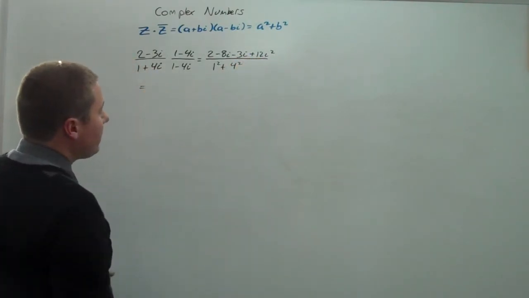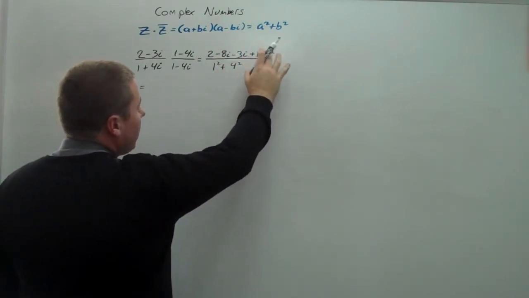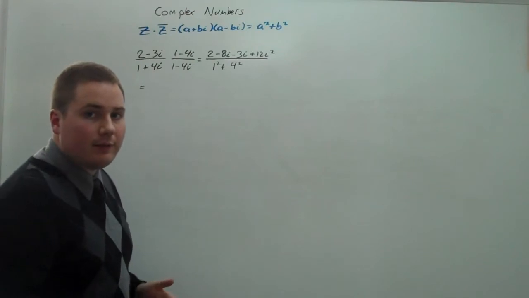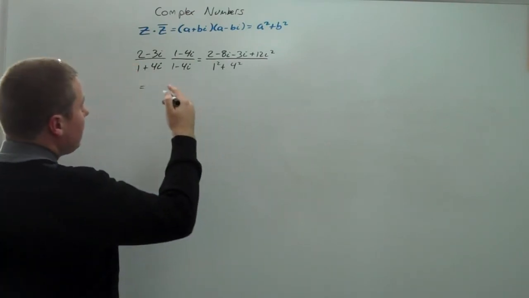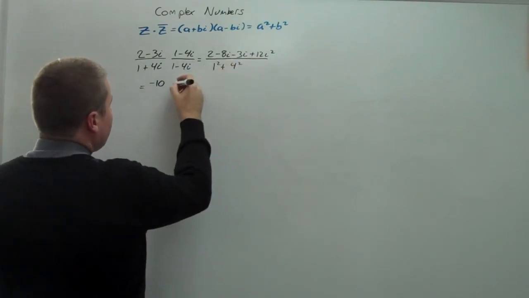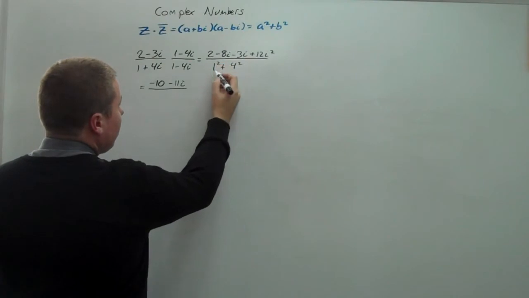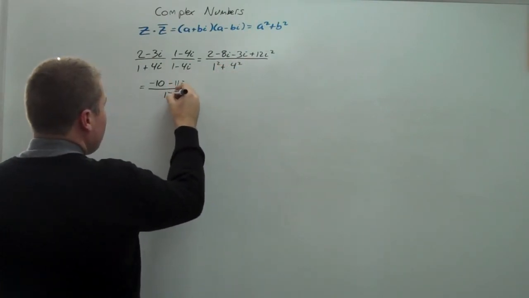So I'm then set. The top has a 2 and 12i squared. I squared being negative 1, negative 12. Negative 12 and 2 is negative 10. Negative 8 and negative 3 is negative 11i. All over 1 plus 16, so 17.